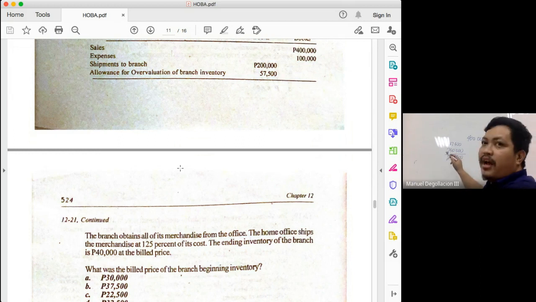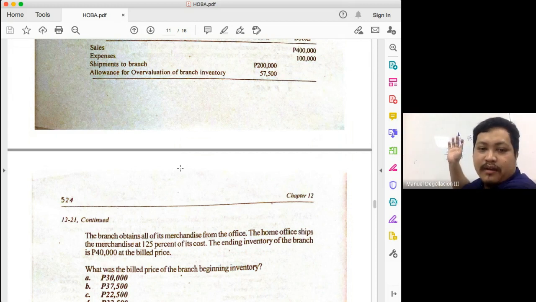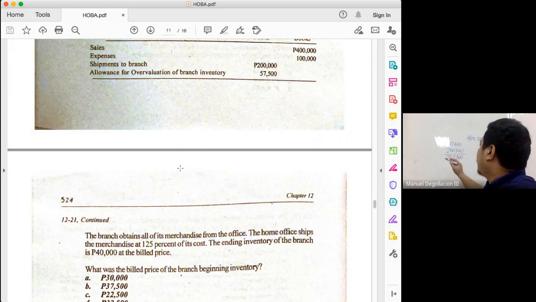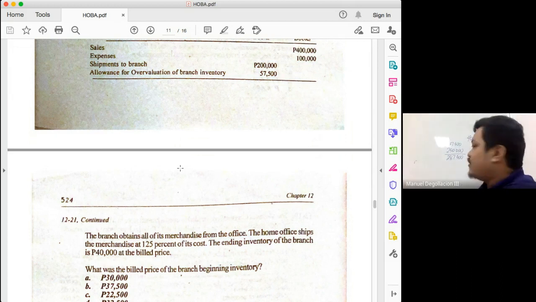This will give you 287,500. Why are we not adding any purchases? The problem states all merchandise comes from the home office. Okay, the goods available for sale is 287,500. What do we do next? Deduct ending inventory of 40,000, given in the problem, class. So that means our cost of goods sold is 247,500.